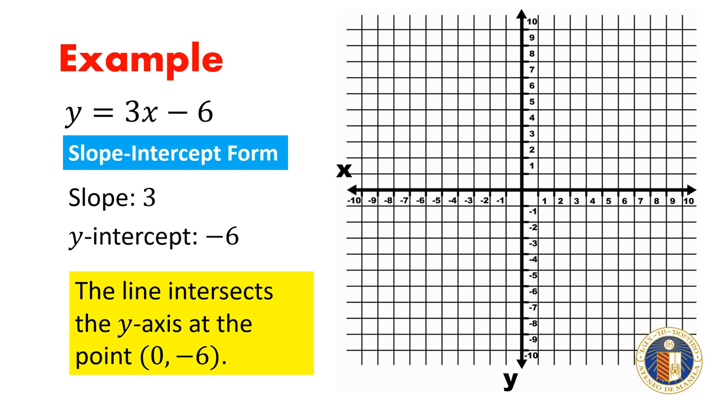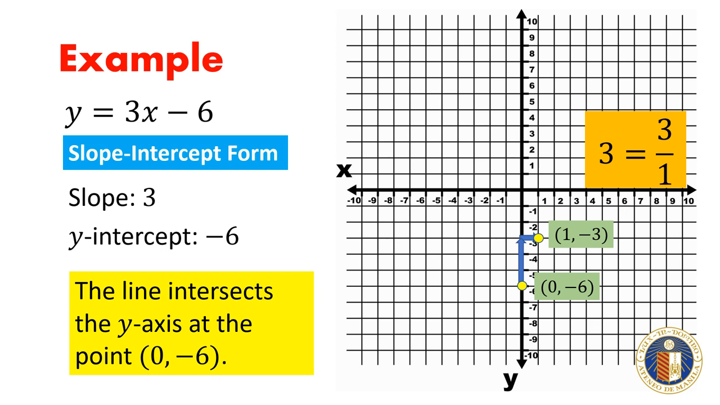We shall use the slope, which is 3, and the point 0, negative 6, to graph the linear equation. First, we plot the point 0, negative 6 on the Cartesian plane. Recall that the slope can be expressed as the rise over run. Since the slope is 3, we can rewrite it as 3 to 1 or 3 over 1. This means, to get another point, we move 3 units up and 1 unit to the right. We get the point 1, negative 3.